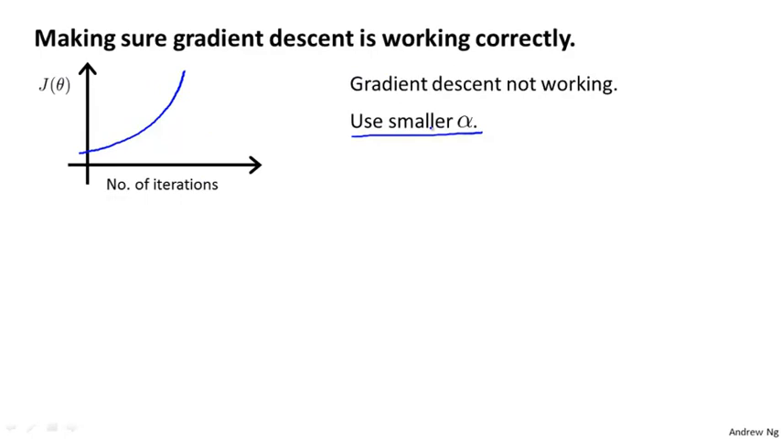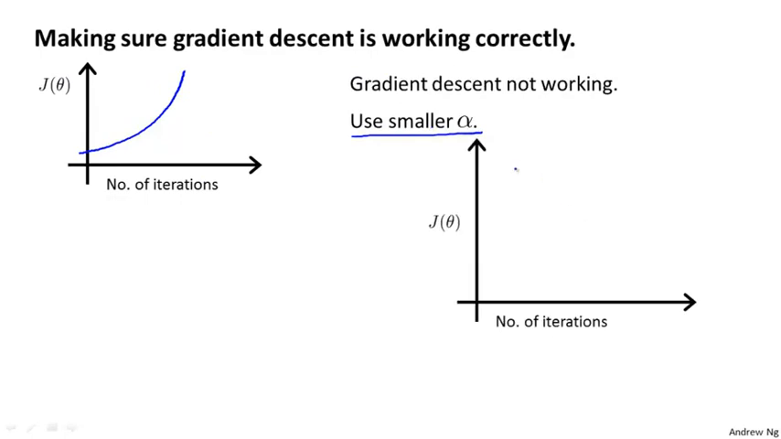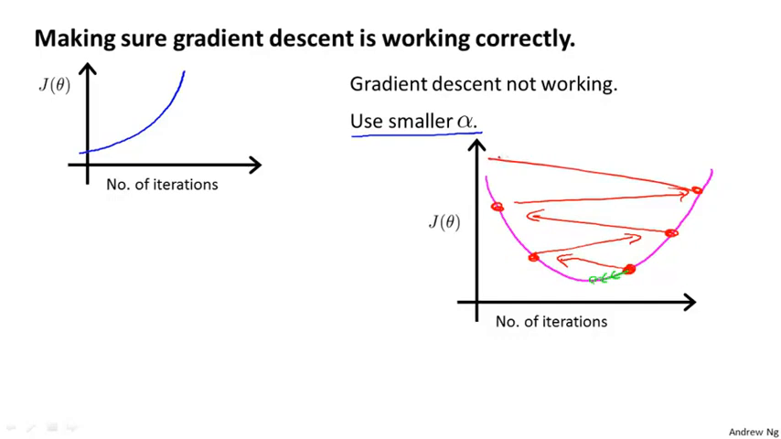If J of theta is actually increasing, the most common cause for that is if you're trying to minimize a function that looks like this, but your learning rate is too big. If you start off there, gradient descent may overshoot the minimum and send you there. And if the learning rate is too big, you may overshoot again and send you there, and so on. What you really wanted was for it to start here and slowly go downhill, right? But if the learning rate is too big, gradient descent can instead keep on overshooting the minimum, so that you actually end up getting worse and worse, getting to higher values of the cost function J of theta, so that you end up with a plot like this.